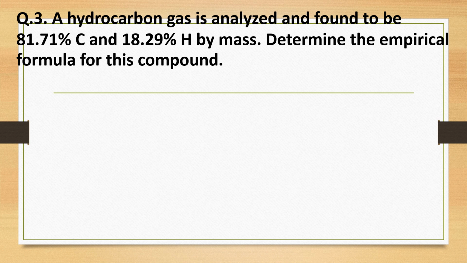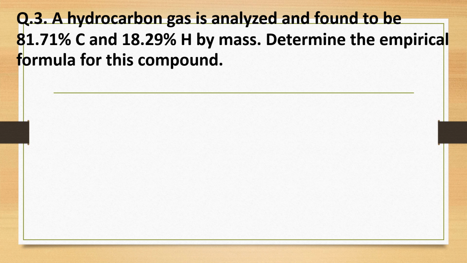Let's try one more example. In this example, a hydrocarbon gas is analyzed and found to be 81.71% carbon and 18.29% hydrogen by mass. Determine the empirical formula for this compound. So first, what we want to assume is that everything in your composition has to add up to 100%. No matter whether your composition has 2 elements, 3 elements, or even more than that, remember everything must add up to 100%. So in this case, we do have 100% when adding the carbon and hydrogen percentages together.